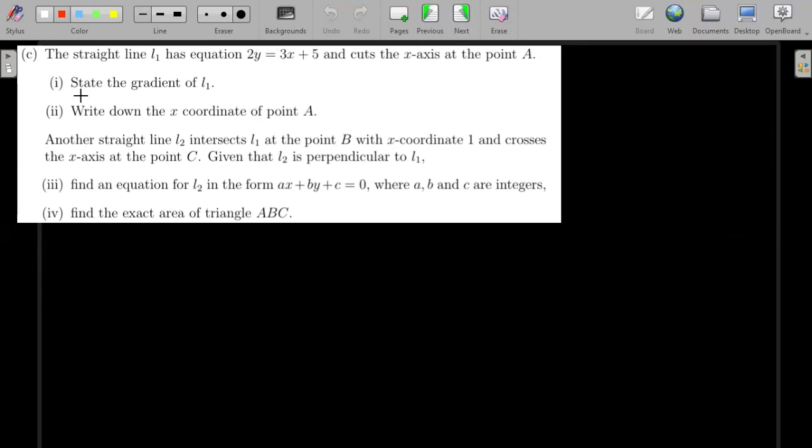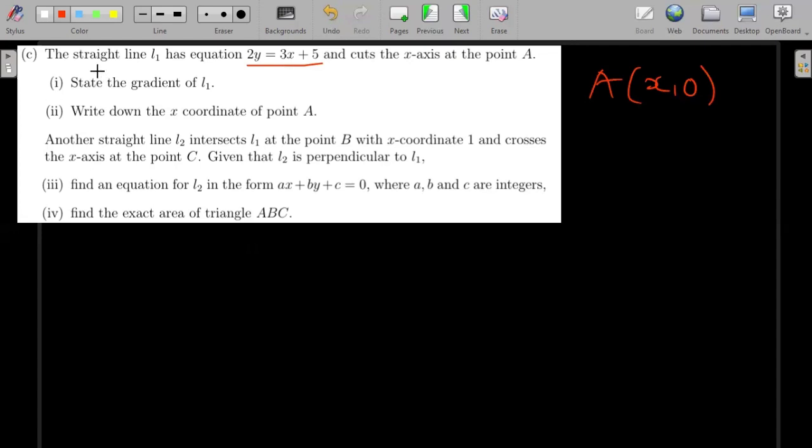Okay, so question C, they're saying the straight line L1 has this equation and cuts the x-axis at the point A. So if the line cuts the x-axis at the point A, it means that at that point A, let me write it like this. At that point A, the coordinate will be x comma 0 because it's on the x-axis. On the x-axis, the y is always 0. So this is the form that the point A will have.